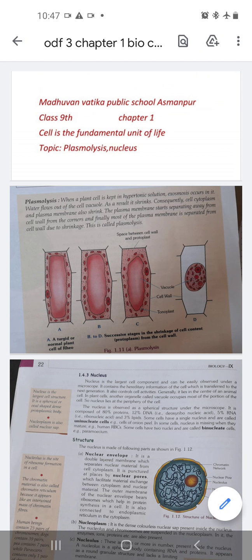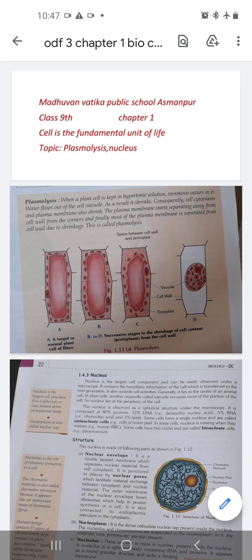When we are keeping the plant cell in the hypertonic solution, exosmosis occurs. We have done what is the hypertonic solution. What is the hypertonic solution? In the hypertonic solution, solvent concentration is low as compared to the solute concentration. Solute concentration is high. Then exosmosis occurs in this process, which means water flows outside the cell.